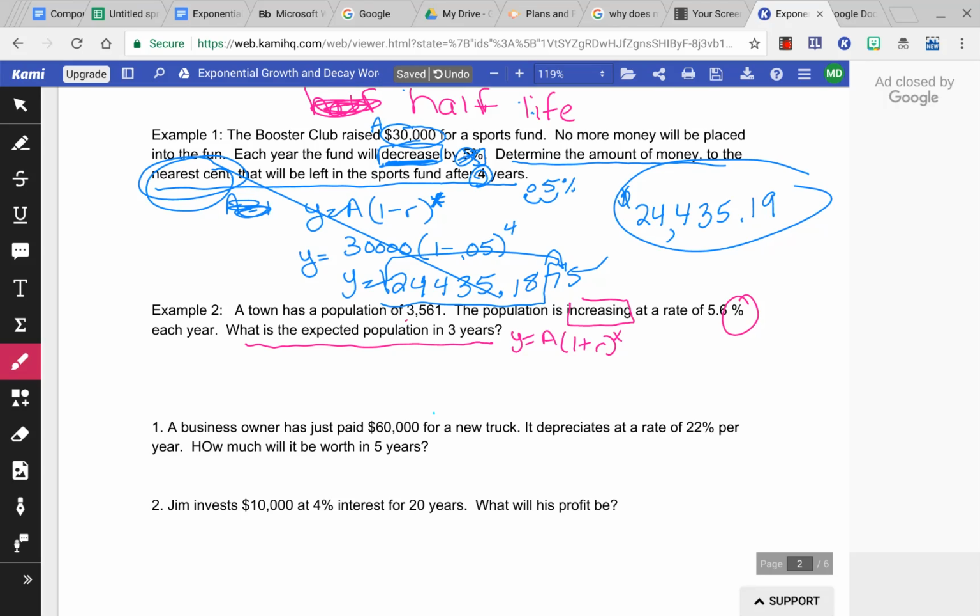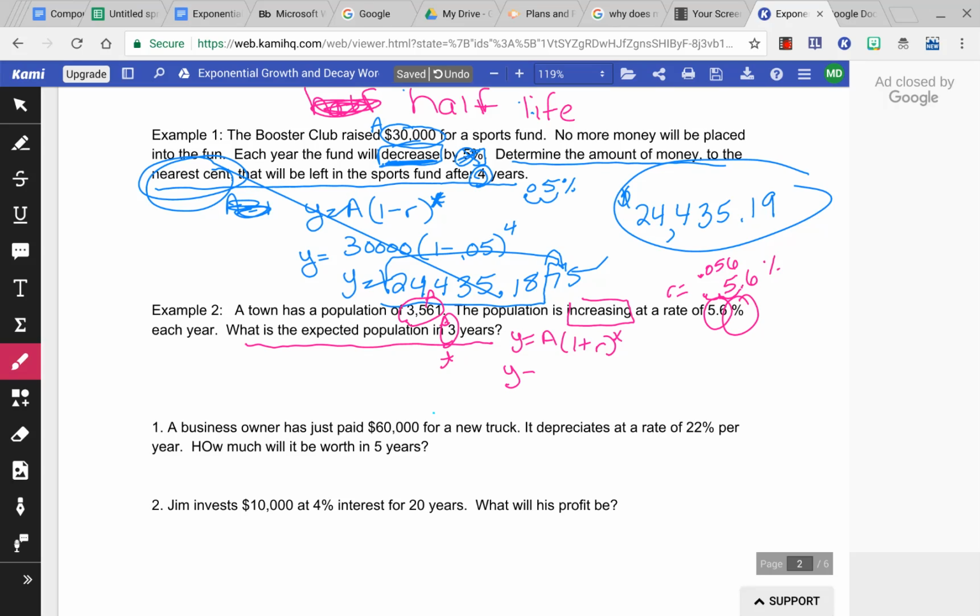So a town has a population of 3,561. That's the amount. The population is increasing at a rate of 5.6%, but I have to move the decimal 2 places. So really my rate is 0.056, okay? And my time is 3 years. So now I've labeled everything. I know my A, I know my R, and I know my time, my X, okay?